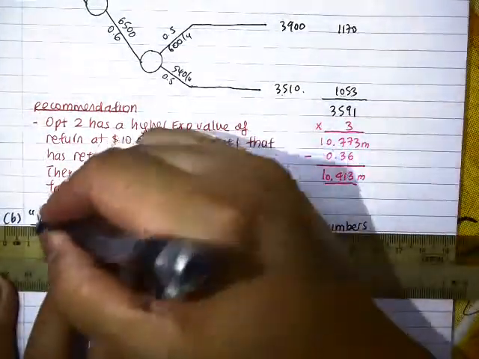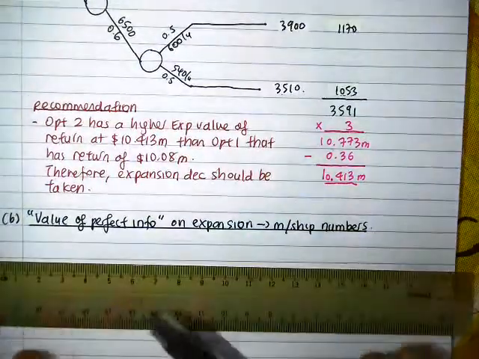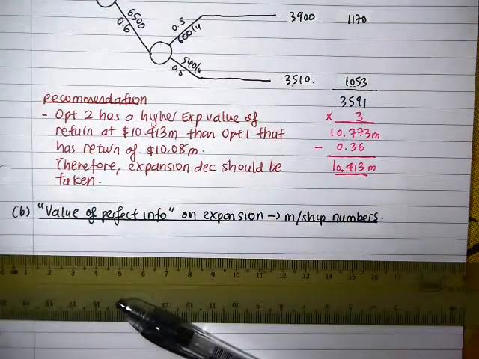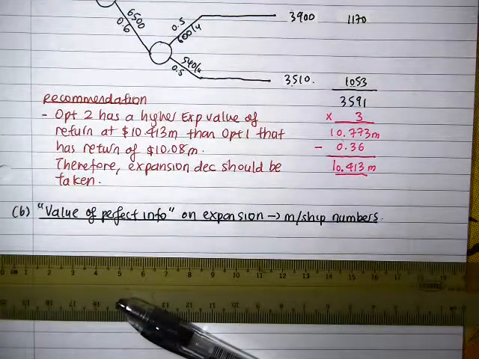Okay, so this is what they're asking. The value of perfect information on the expansion based on the membership numbers. Now you see the membership numbers, they say it can be either 6,000 or 6,005. So now if it's 6,000 and 6,005, will there be a difference to your choice?